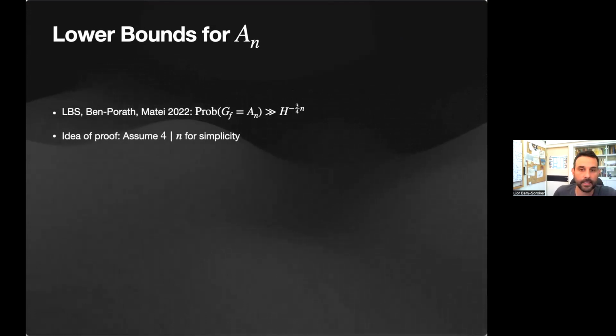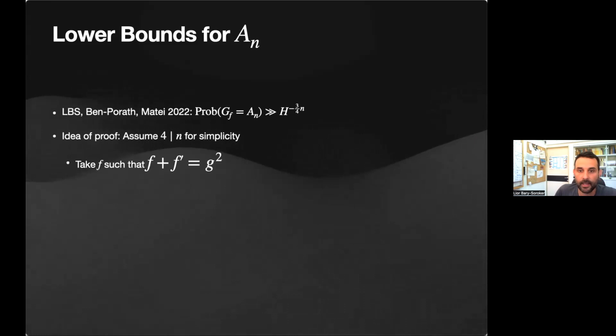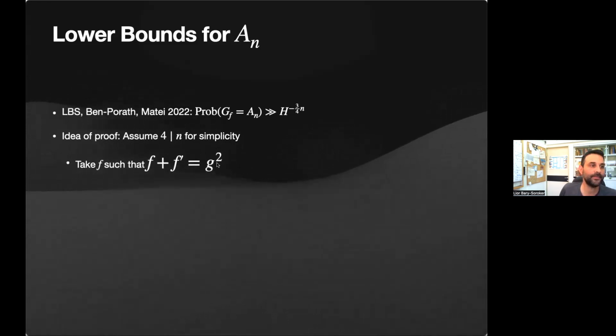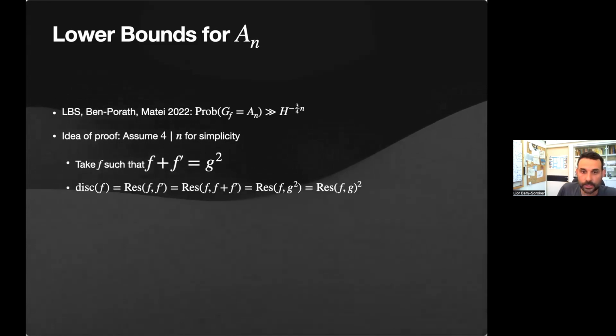I give you the easiest to state symmetry. I assume that n is divisible by 4 just because it makes the symmetry slightly easier to write. And I look at polynomials that have this special form, f plus f prime equals g squared. So it's a polynomial that if I add the derivative to itself, I get a square.